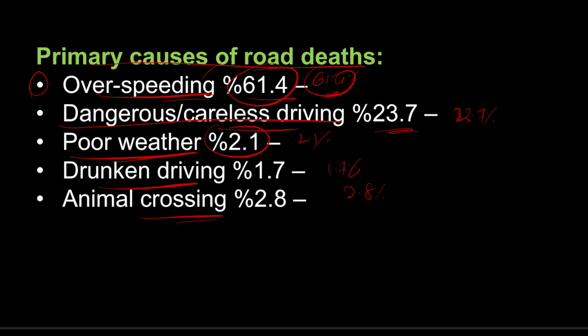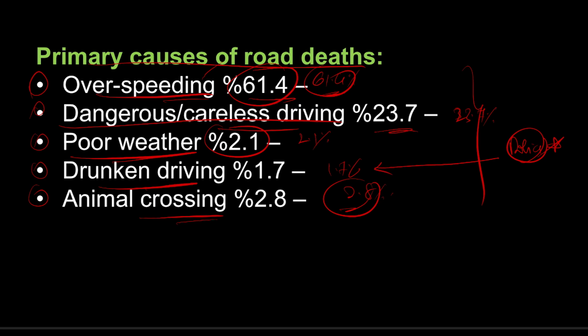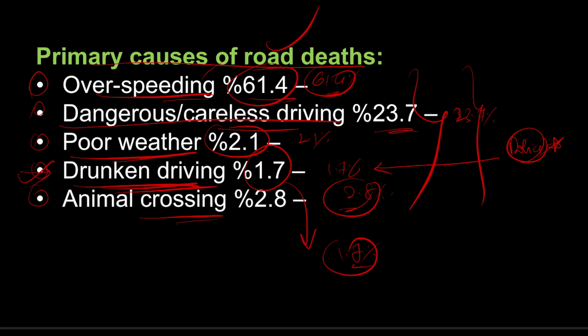Animal crossing, 2.8%. So now if you see the measures that the government takes, or the executive, or let's say the police authority takes, if you see the majority of the police regulations, police mostly try and curb the people who get caught under drunken driving, right? But drunken driving has very little contribution in terms of the major causes on the roads, and the major reason is overspeeding, dangerous and careless driving, poor weather, and then animal crossing.